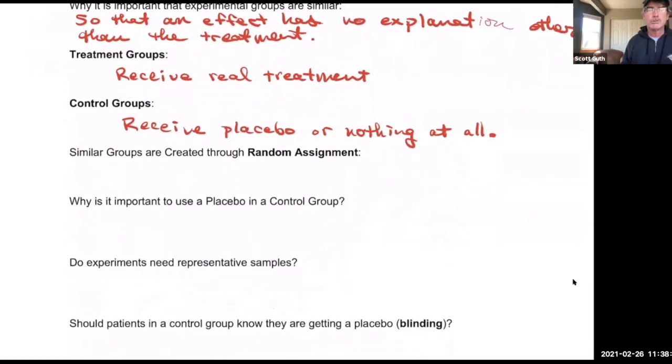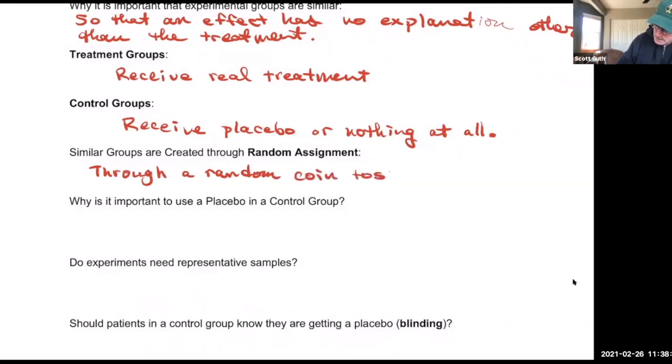So similar groups are created through random assignment. This could be through a random coin toss or other random process. We need to divide people randomly. This tends to make the groups similar.